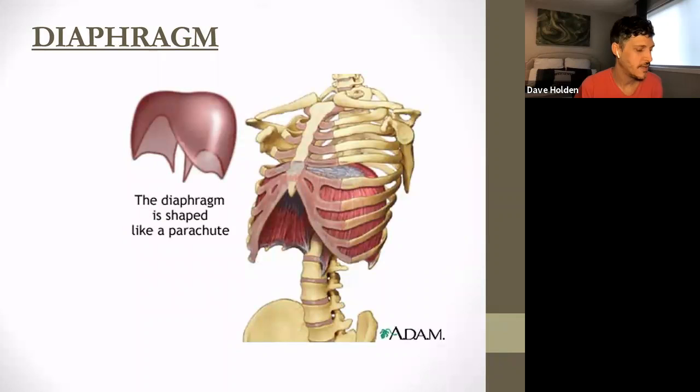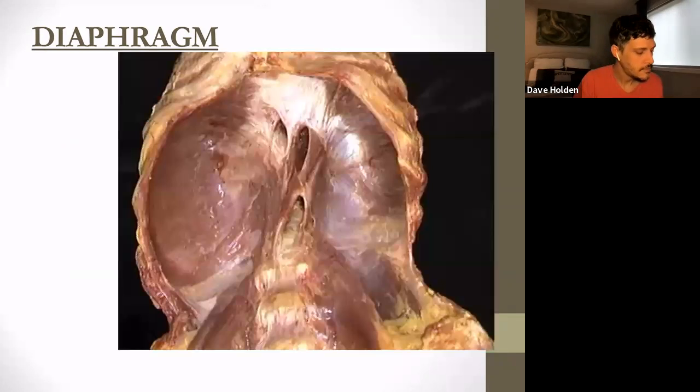It's shaped like a parachute. Yeah, it is shaped like a parachute, but I think the umbrella analogy works a little bit better. Like you pull it down and you let it go and it pops back up. Ooh, there's a cadaver image of it. So that's really what it looks like. Very, very tendinous.